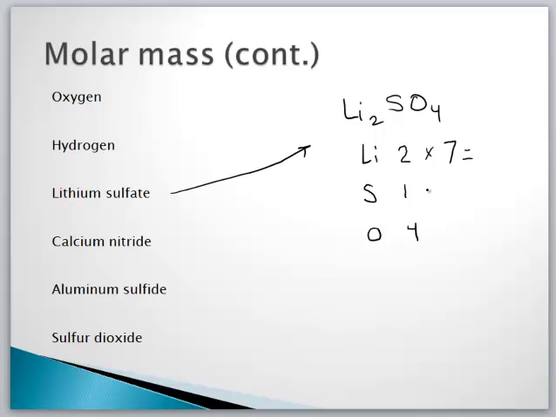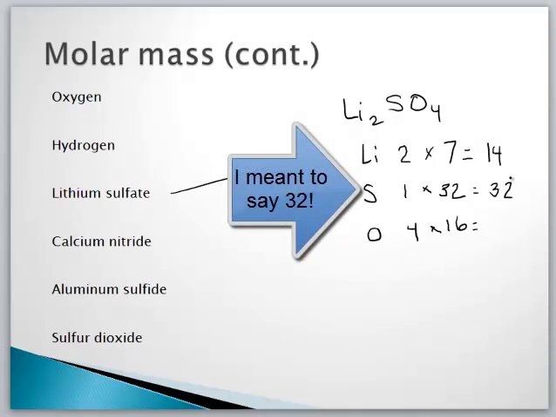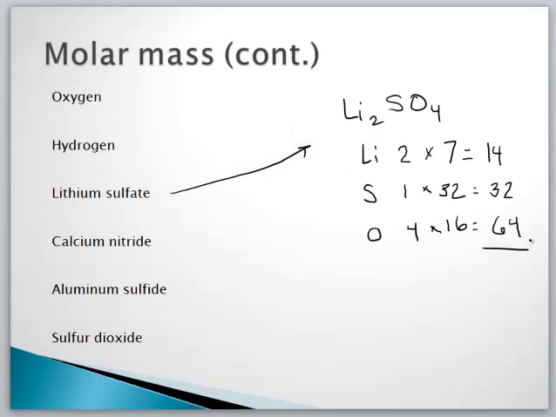Sulfur's molar mass off the periodic table is 32. So we're going to multiply the molar masses times the number of atoms in the molecule. And then oxygen has a molar mass of 16. So what we'll do, 2 times 7 is 14, 1 times 32 is 32, and then 4 times 16 is 64. So then just add up the individual molar masses, 14 plus 32 plus 64, and you're going to get 110. And again, the units are grams per mole. So for lithium sulfate, its molar mass is 110 grams per mole.